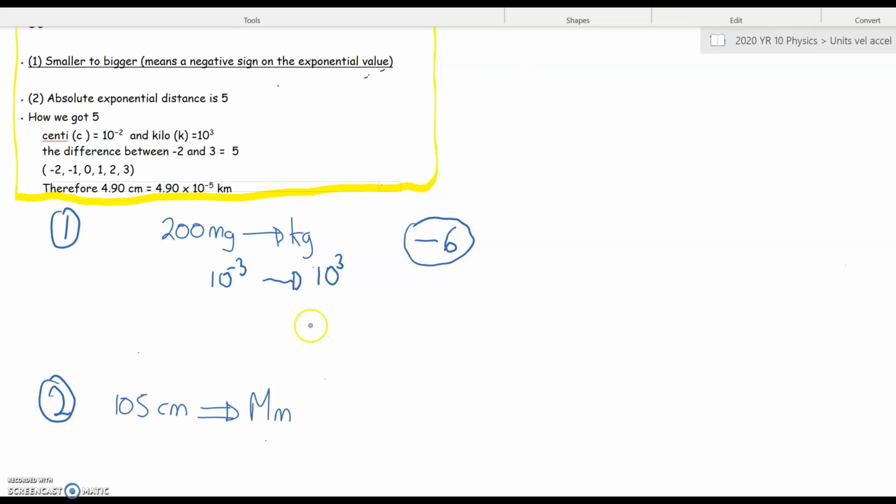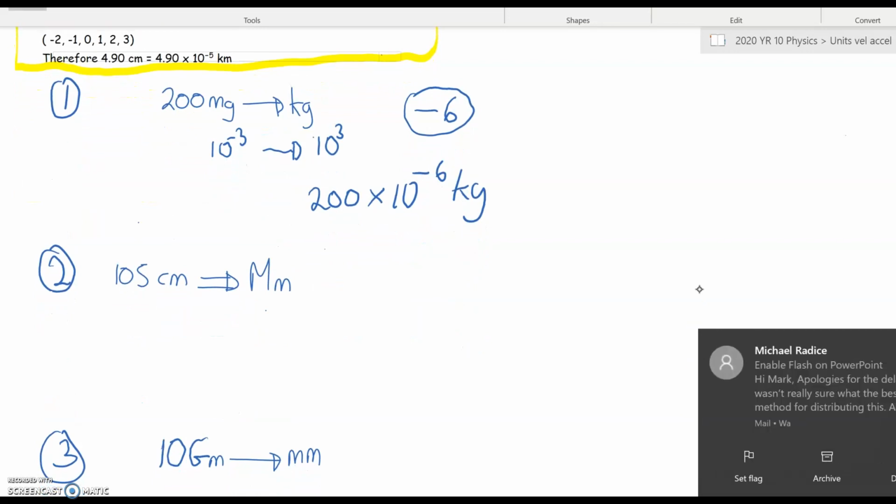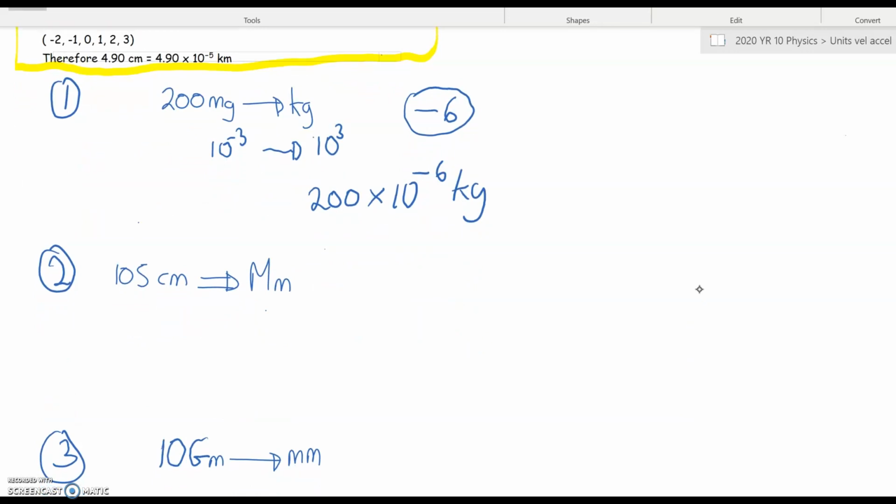So I would have 200 times 10 to the minus 6 kilograms. So that's my final answer for that. If I wanted to express milligrams into kilograms, that's the way I'd go around it. Let's work our way through the next one. Now, if you want to have a go yourself, pause the video, and then restart it in a minute or so. If you're still not sure, let's do another one.